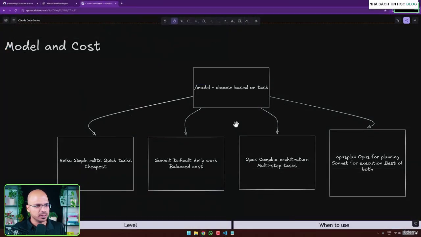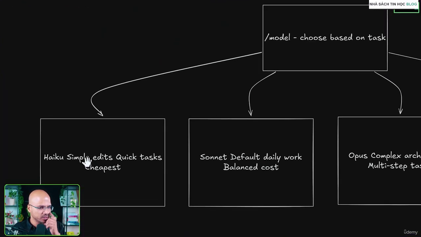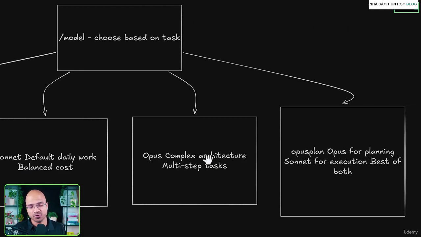So let's go back here, and you can see we got different models here. Haiku: simple edits, quick tasks, cheapest. Sonnet is default: daily work, balanced cost. Opus only for complex architecture. And if you want to run multiple agents, orchestrate, that works.